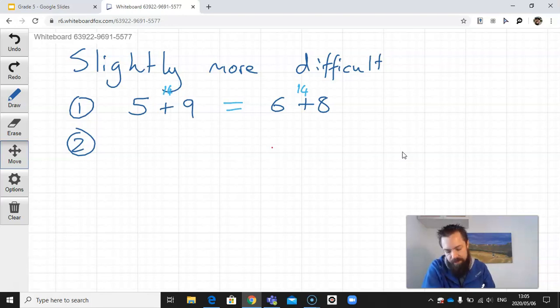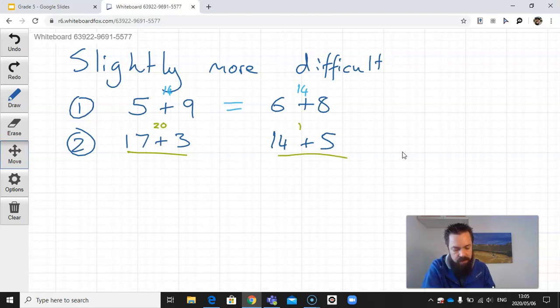I've used just addition for the first few. So 17 plus 3, 14 plus 5, and we need to put the relationship sign in. Well, let's have a look. 17 plus 3 is 20. 14 plus 5 is 19. Mental arithmetic, children. Got to know it, otherwise maths is hard. 20 is greater than 19, and so we put in our relationship sign like that.